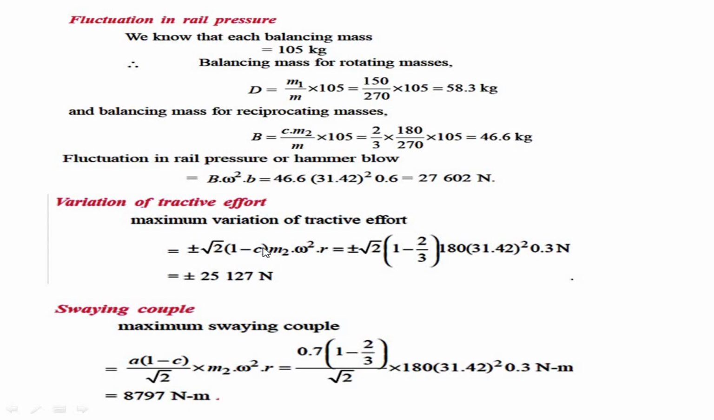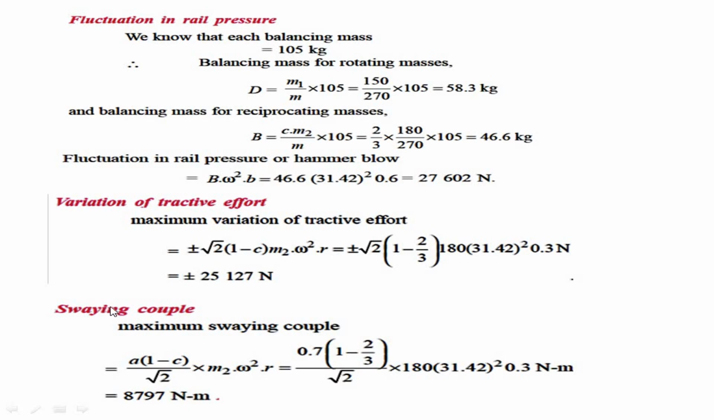It is purely the reciprocating mass which we are going to use in this equation. C is the fraction that we are going to use, which is 2 by 3, already given to us. Omega can be calculated from the speed given to us. And R is going to be the crank radius. See, we are having one more radius over here where the balancing masses are going to rotate. Friends, we are not going to use that radius over here. This R is the crank radius. Fine. So by using all these terms given over here, we can calculate the variation of tractive effort.